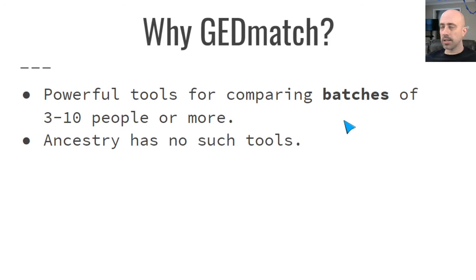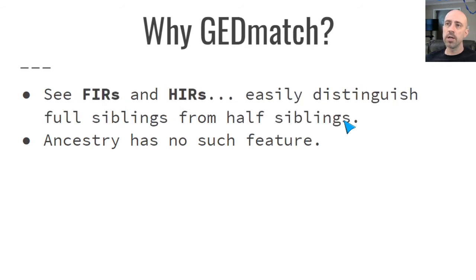You'll have tools that allow you to compare 3 to 10 people or even more people with the multi-kit tool that's available to people who've joined Tier 1. Ancestry doesn't have tools like this. Some of the other companies have tools that are similar but not as powerful. Take a look at that at GEDmatch for yourself.